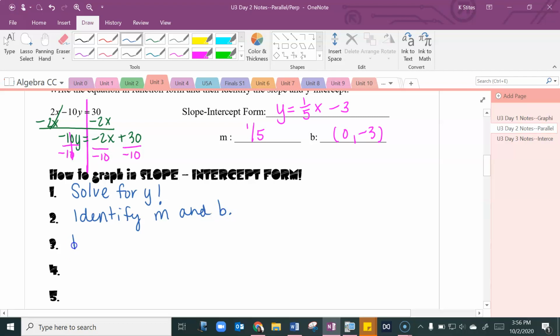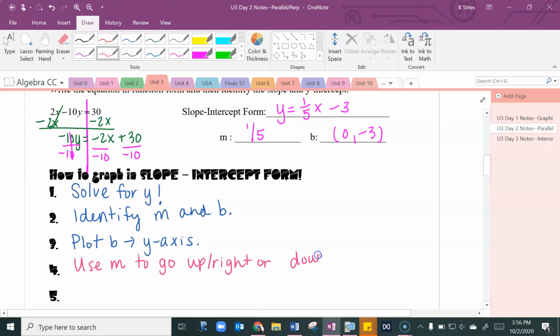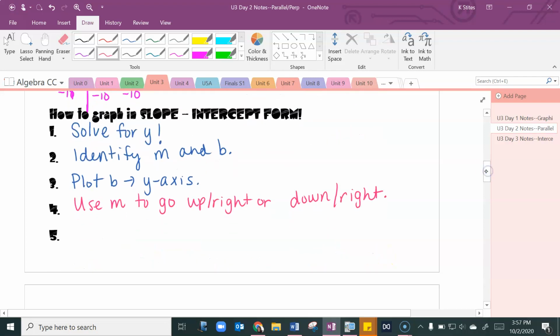So step 3, we're going to plot b. Make sure you're on the y-axis. Okay, 0 comma, that's always going to be on the y-axis. And then for m, we are going to use m to go up and right or down and right. The up would be if we have a positive slope and the down would be if we have a negative slope. All right, and finally you should be drawing a line with arrows.